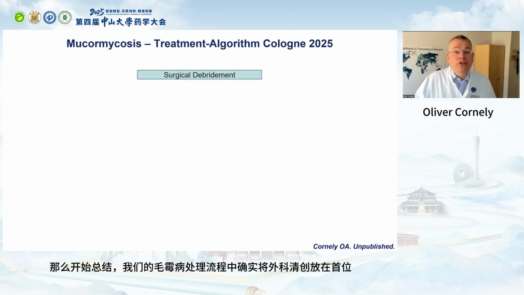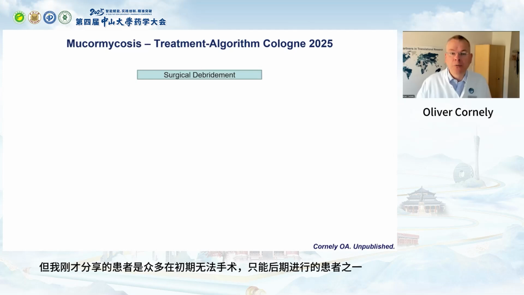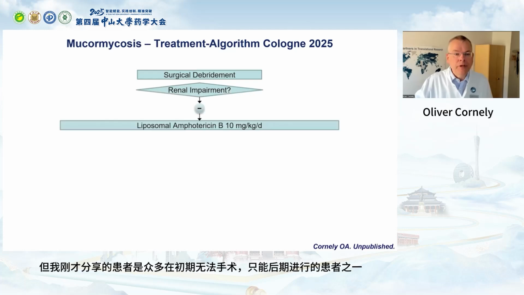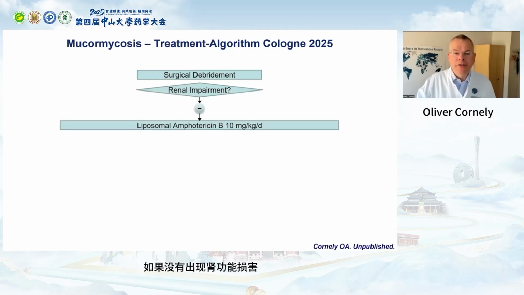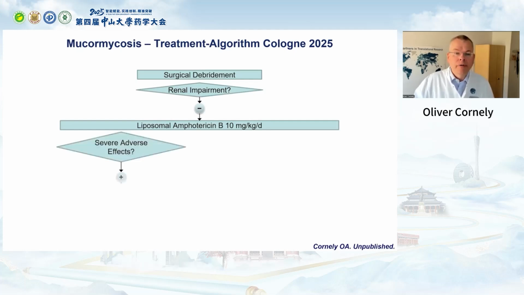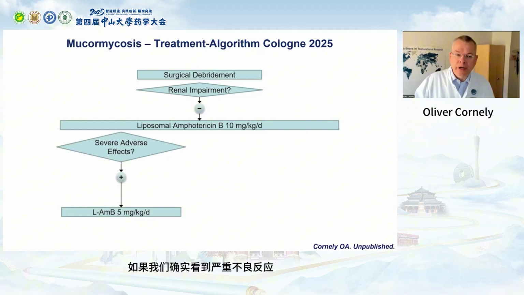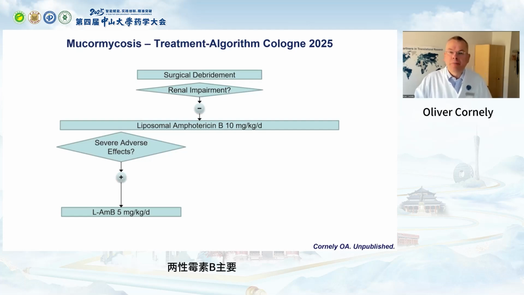So, starting to summarize, we do have surgical debridement on the top of our algorithm for mucormycosis. But the patient I just shared is one of the many patients where surgical debridement is not possible at the beginning, only later during the course. If there is no renal impairment, then we treat with liposomal amphotericin at this high dose. If we do see severe adverse effects, we may reduce, as you saw, in steps, 8, 6, 5 or so, right? And it's mostly creatinine or GFR.